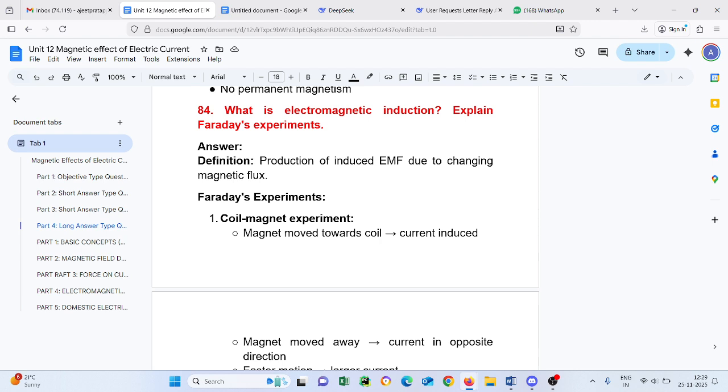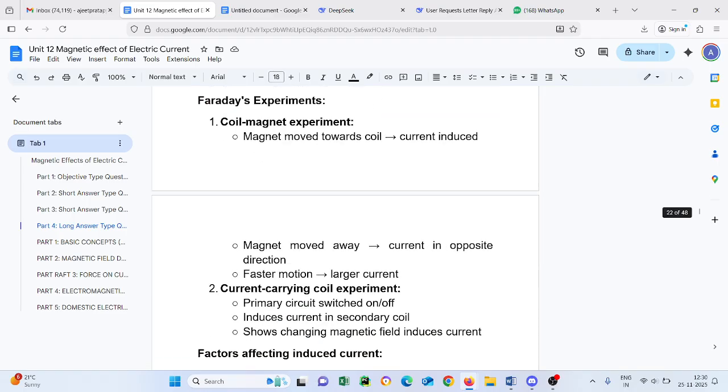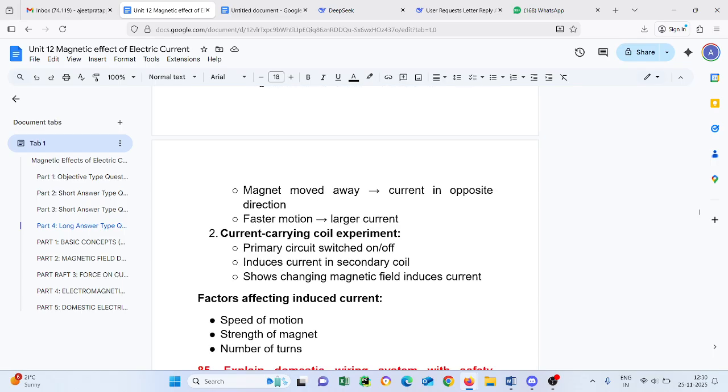Faraday's experiment: when a magnet moves towards a coil, current is induced. When the magnet moves away, current flows in the opposite direction. Faster motion gives larger current. Current carrying coil experiment: primary circuit switched on and off induces current in the secondary coil. Factors affecting induced current: speed of motion, strength of magnet, number of turns.